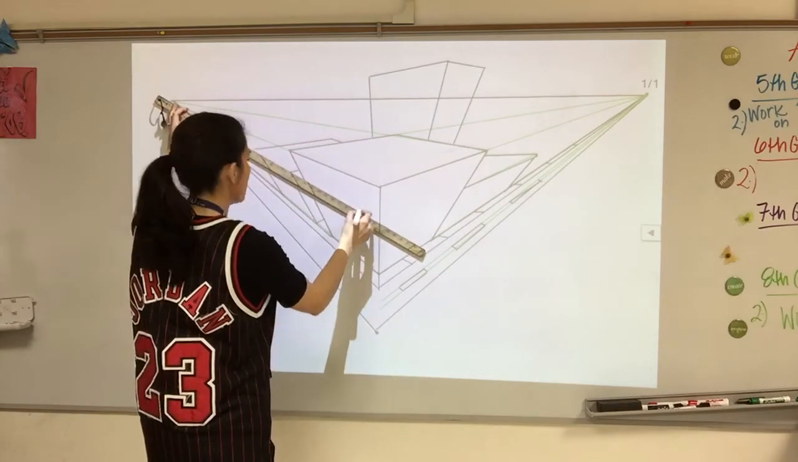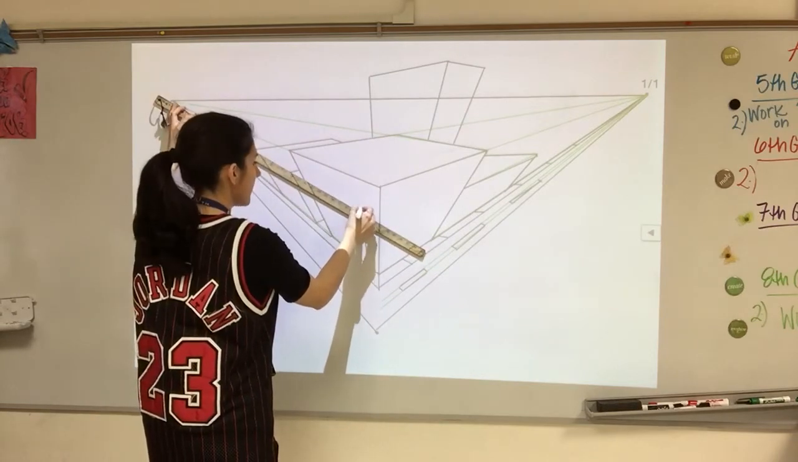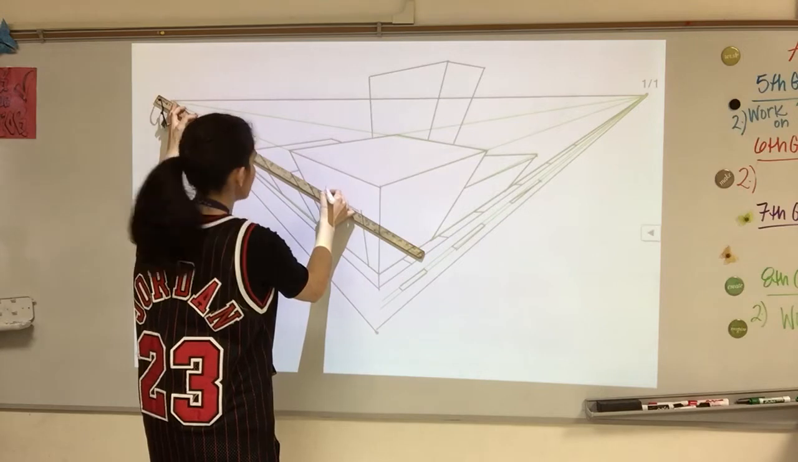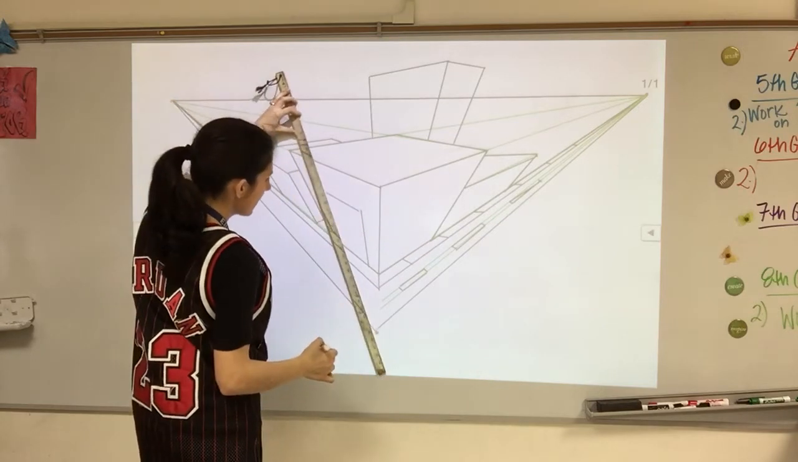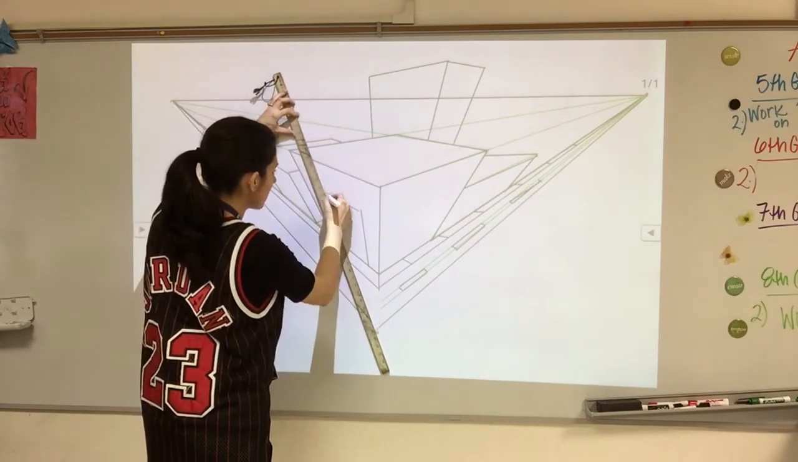I'm going to do a line up to my left vanishing point. And then wherever that line ends, that's going to be the edge of my door. And I'm going to take it back down to vanishing point 3.